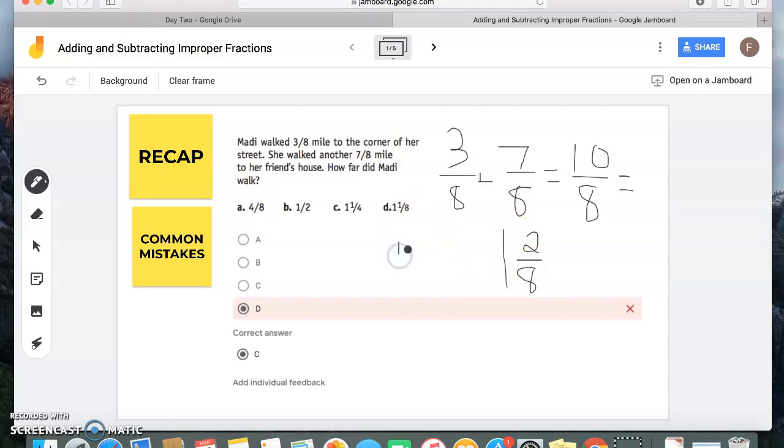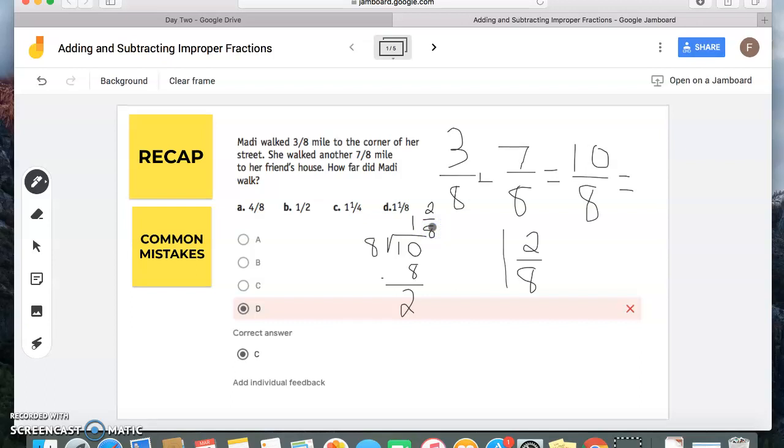Or you can actually set it up as a division problem, 10 divided by 8. 8 times what number gets me closer exactly to 10? 1. 8 times 1 is 8. We subtract and we'd be left with 2. And my 2, my remainder, is also going to become my numerator, and my divisor of 8 becomes my denominator. So this is how we came up with 1 and 2/8.